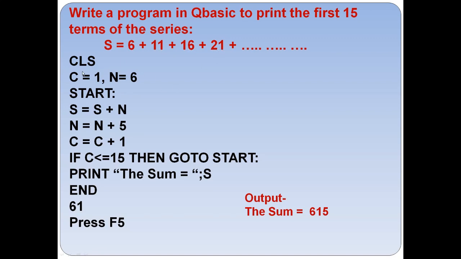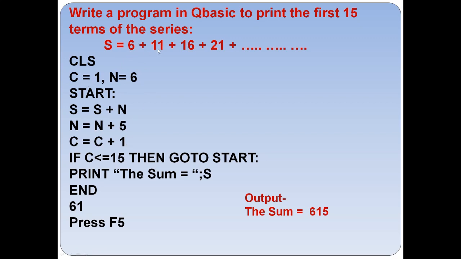So, CLS, first C is equal to 1 and N is equal to 6, because it will start from 6, so I have taken 6 here. Now, start: S is equal to S plus N, meaning S will be 0, 0 plus 6 becomes 6. Now N is equal to N plus 5, because the difference is 5, and C is equal to C plus 1, then C for the loop.